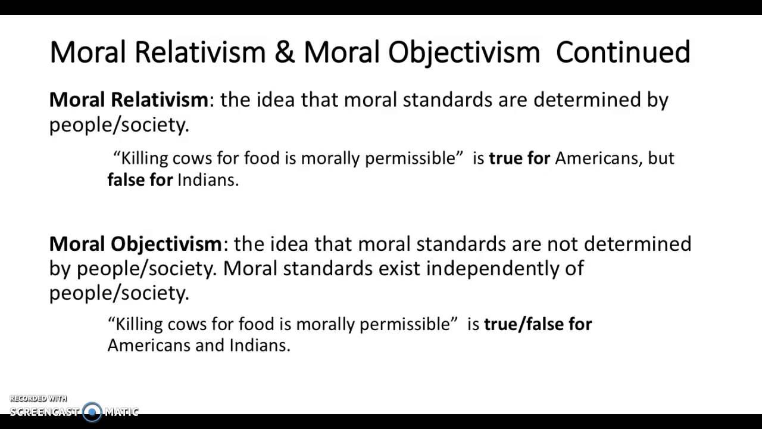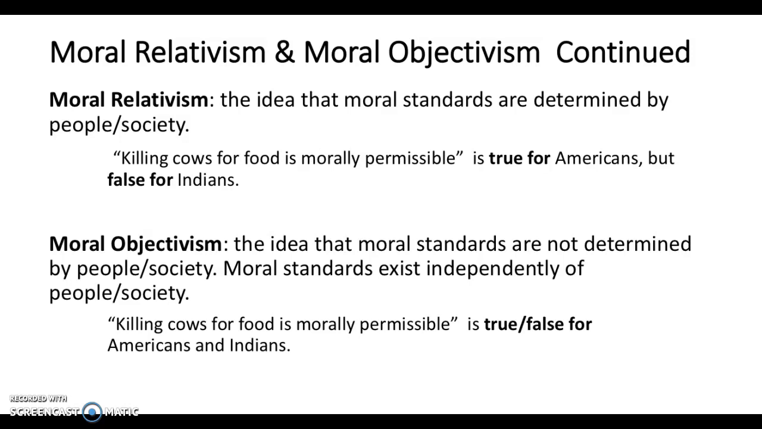the two following theses. On the one hand, we have what's called moral relativism. Moral relativism is the idea that moral standards are determined by people or society. So what makes a moral statement or belief true or false is whether or not society or people deem it to be morally right or wrong. Take the proposition killing cows for food is morally permissible. A moral relativist would explain that this statement isn't true or false simpliciter, but is true relative to a particular set of cultural norms or society.